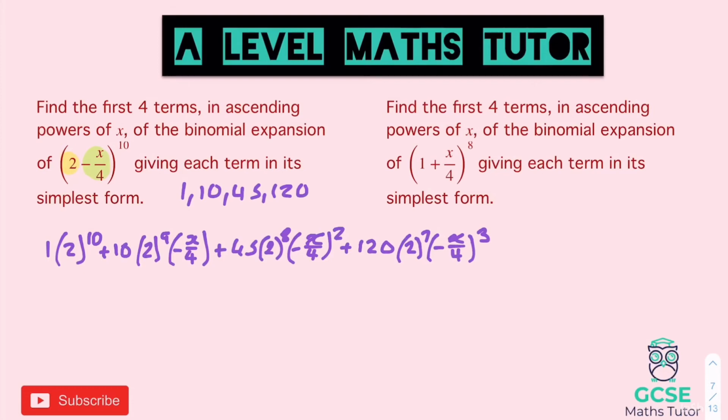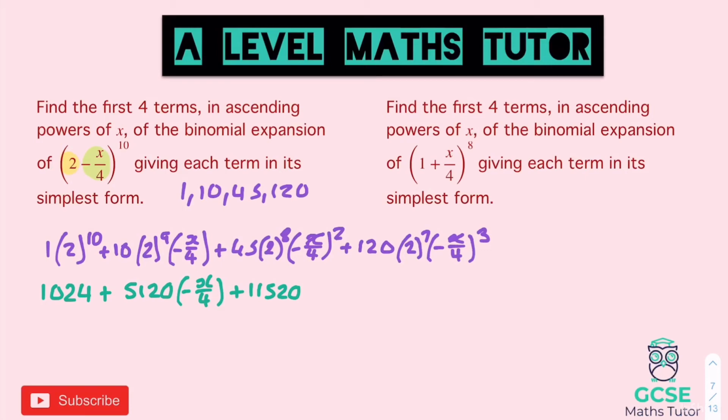We just need to simplify this down. So 2 to the power of 10, I'm just going to do that on the calculator, is 1024. Plus 10 times 2 to the power of 9, which comes out as 5,120, and that's obviously being multiplied by negative x over 4. Then we have 45 times 2 to the power of 8, which is 11,520. And then we have the negative x over 4, which is being squared.